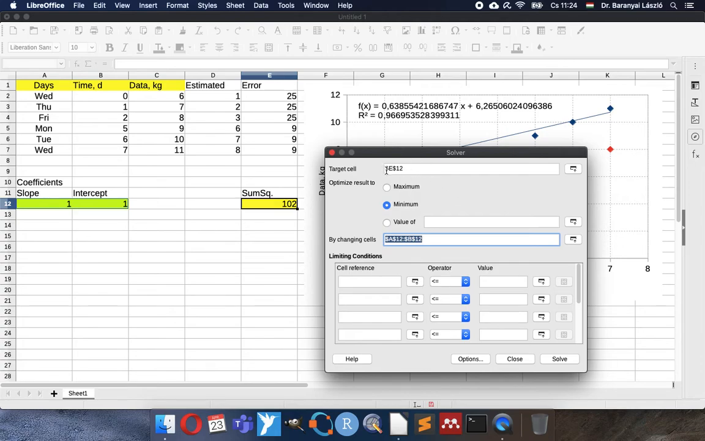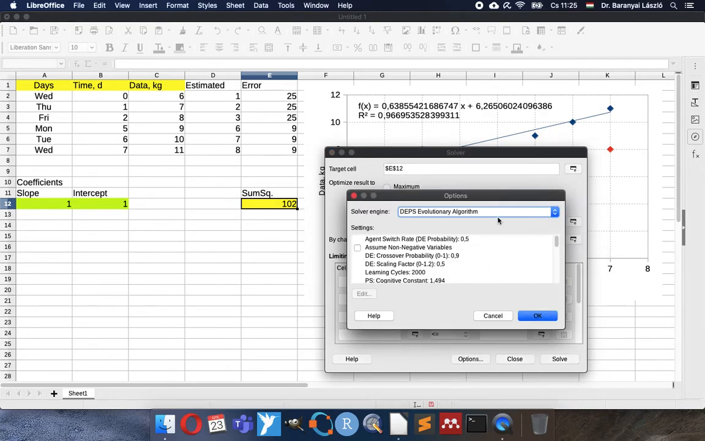The target cell is the minimum of the squared error, the sum of squared errors. We want to get the minimum of it, and we can change the function coefficients. You can observe that we have only two constant values, two function coefficients for all points, because we have only one equation. If you click on options, we can calculate with several different types of algorithms.